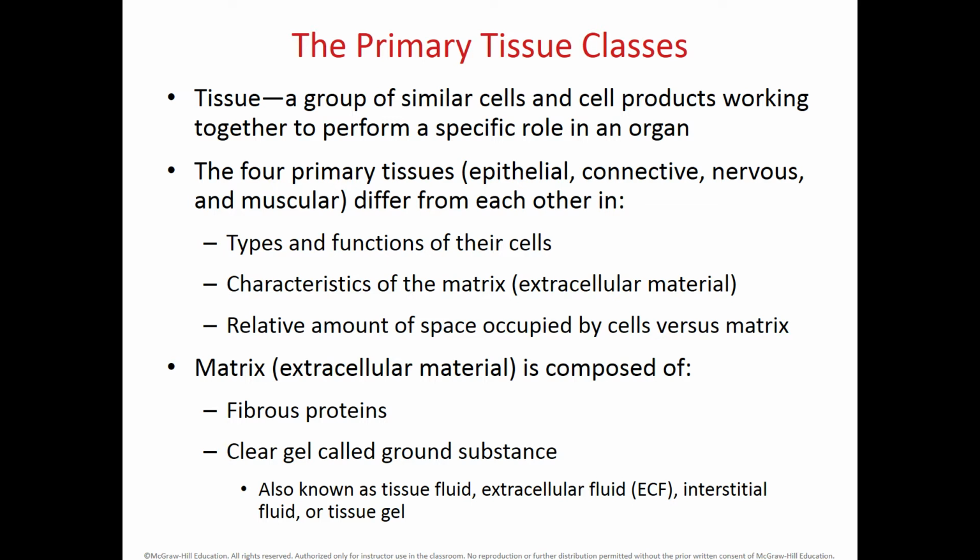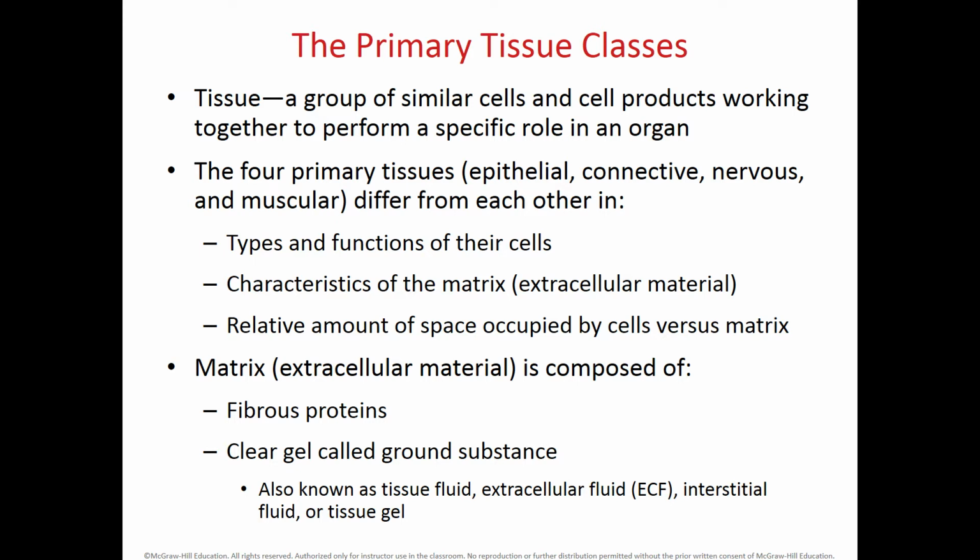Now, the nervous tissue has excitable cells that we call neurons, and these neurons are specialized for the rapid transmission of coded information between the cells. Now, muscular tissue is composed of cells that we call fibers, and these cells are excitable and they are specialized in contraction to either manipulate the environment or to propel substances.